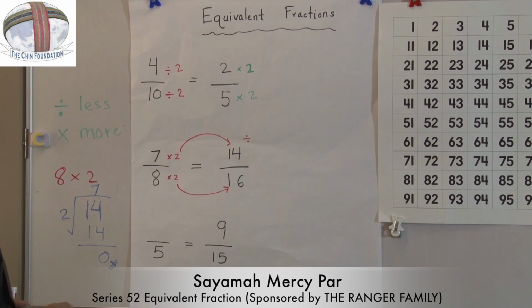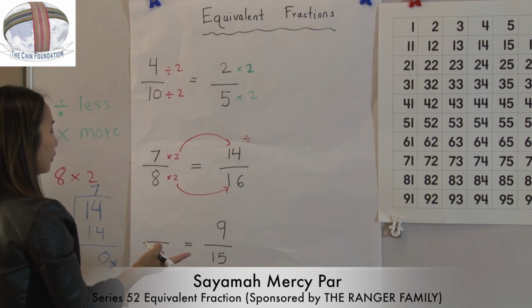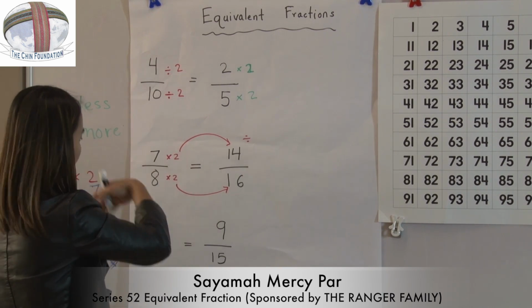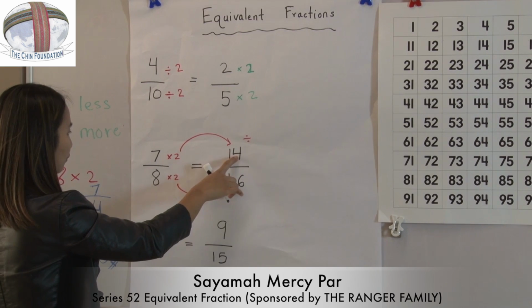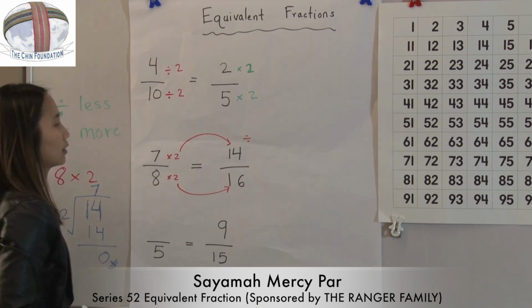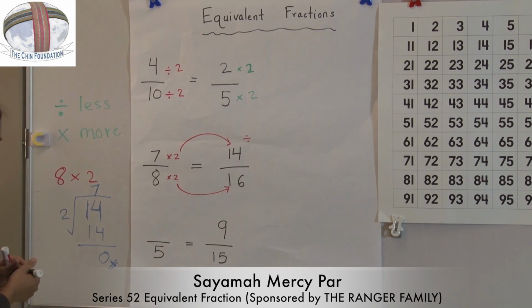Okay. We can check if our number is right or wrong. 7 times 2 is 14. 8 times 2 is 16. So our answer is right.